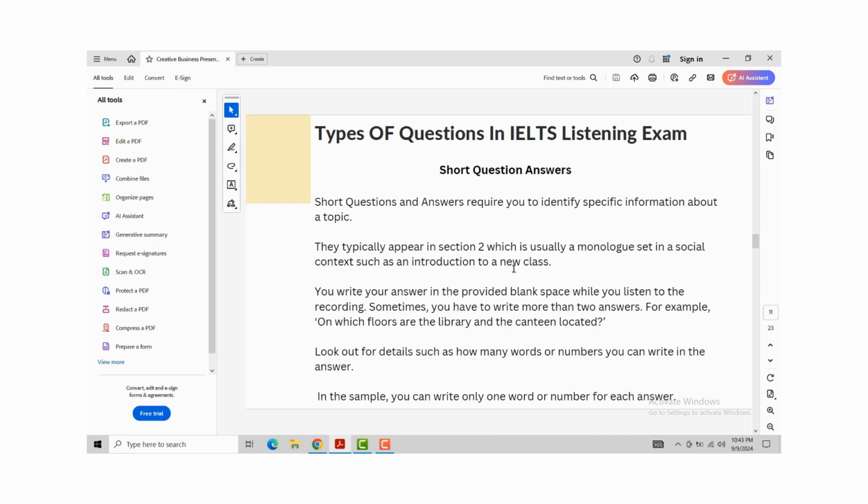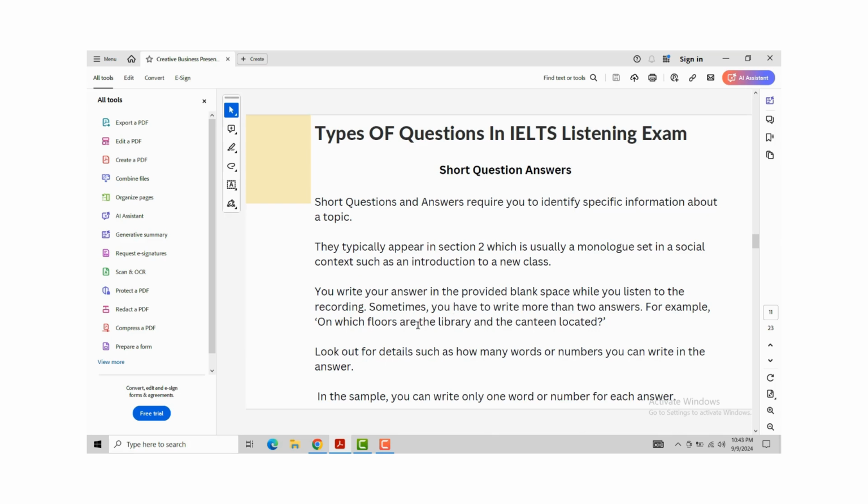The topic will usually be set in a social context, such as an introduction to a new class, a new course, a TV program, or anything set in a social context. The monologue will be about that topic. You write your answer in the provided blank spaces while you listen to the recording.